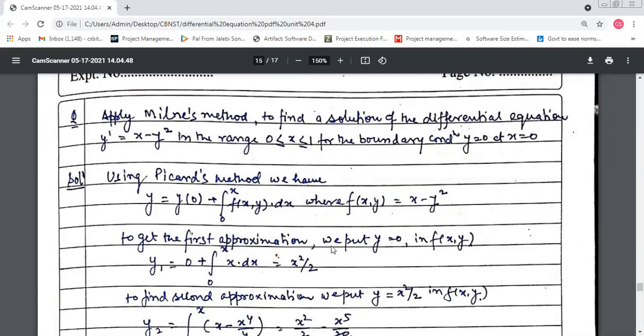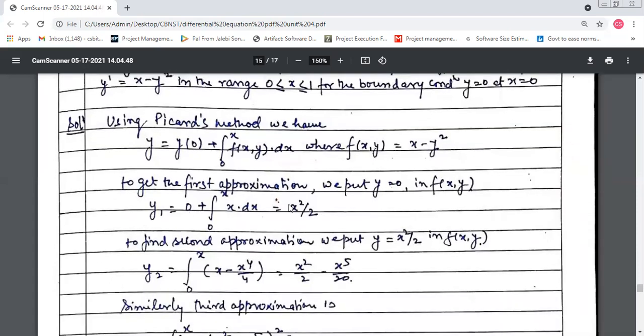To get the first approximation, we put y equal to 0 in f(x,y), and we get x, and x0 is also equal to 0. So y0 will be equal to 0, and this will be the integral from 0 to x of x dx, because we are putting y equal to 0. This x dx, when integrated, gives x square by 2. So y1 is equal to x square by 2.